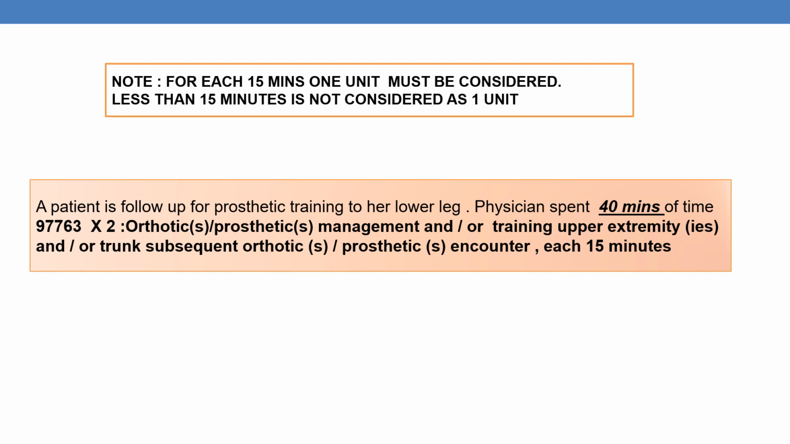So if the physician spent 40 minutes of time, you need to take only 2 units of 97763, since it is a follow-up visit. Follow-up visit is nothing but a subsequent encounter. So the correct answer is 97763 with 2 units, not 3 units. For 40 minutes, you need to code only 2 units. And the description of 97763 is orthotic or prosthetic management and or training, upper extremity or trunk, subsequent orthotic or prosthetic encounter. The important points that we must consider are the time spent and whether it is an initial encounter or a subsequent encounter.